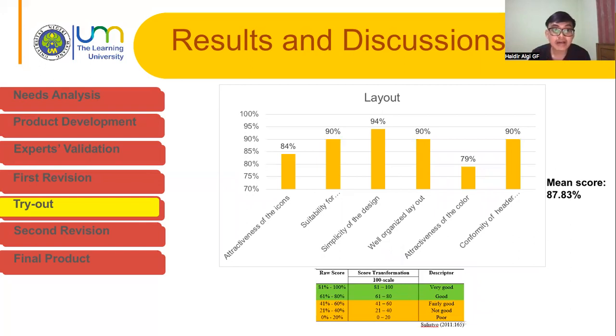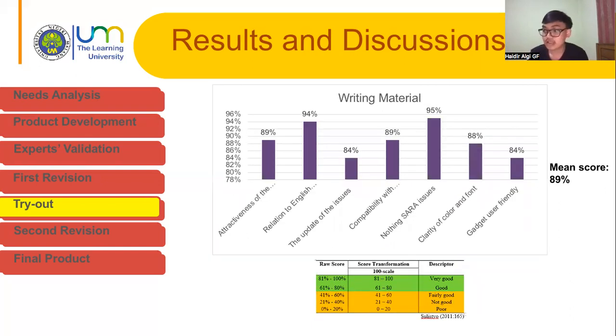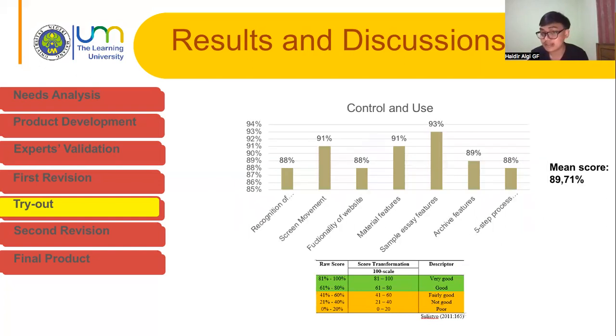Second, the layout got an 87.83% mean score with 6 components as well. Thirdly, writing material has an 89% mean score with 7 components. But last but not least, control and use of 7 components also experienced a higher mean score of 89.71%.